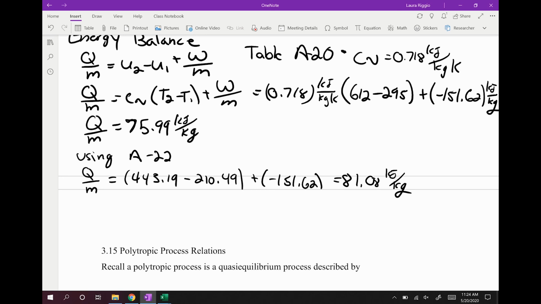Our original approximation of using constant specific heats could have been improved if we had chosen a value at an average temperature as opposed to room temperature. And again, the problems will state if you should be using constant specific heats or not. If it does not say assuming constant specific heats, you look up your internal energy in the table.